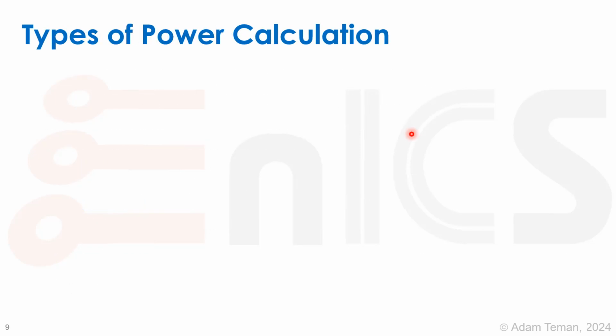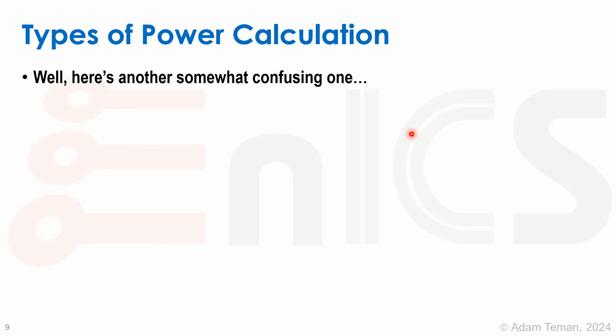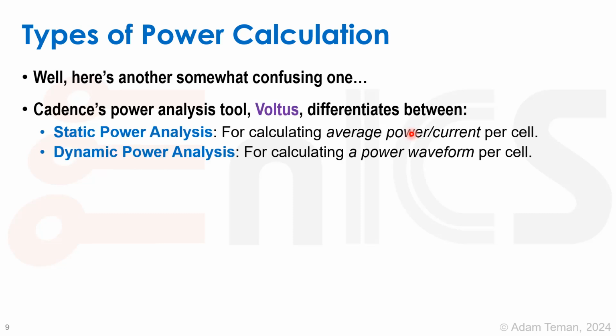So now we're going to briefly go over the types of power calculation, and this is another somewhat confusing one. We're going to use Cadence's power analysis tool, which is called Voltus, and it differentiates between static power analysis and dynamic power analysis. And while this may seem straightforward, it is not, because when they say static power analysis, what they mean is they're calculating an average power or current per cell. That means we're going to get one number of the power that is consumed per cell, even though we'll see in a second that it actually may be under dynamic conditions.